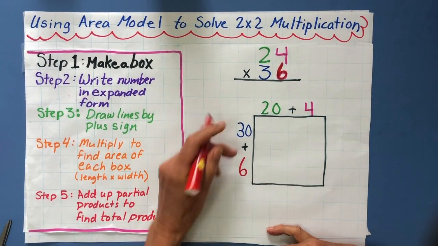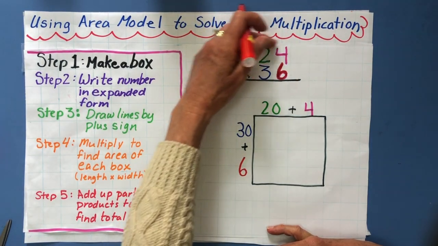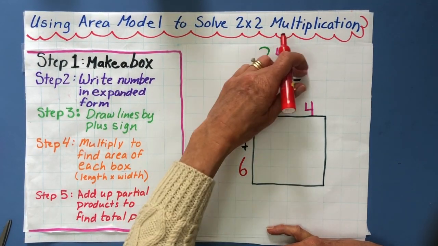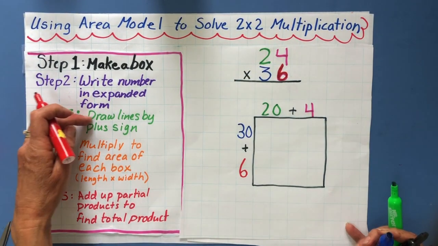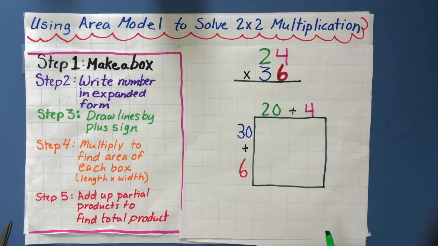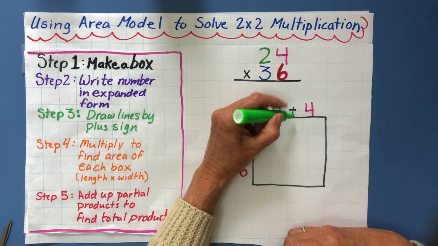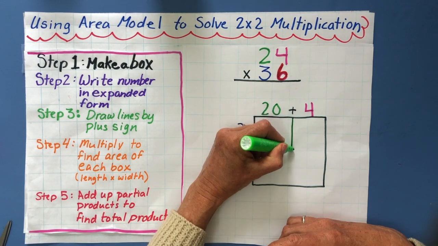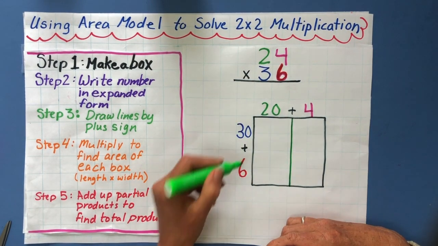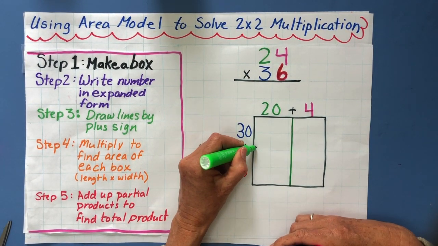Right, and then I double check. This says 24, that says 24. This says 36, that says 36. Perfect. Now it says draw lines by the plus sign. So there's a plus sign here, so I just draw a line. But there's also a plus sign here, so I just draw a line this way.